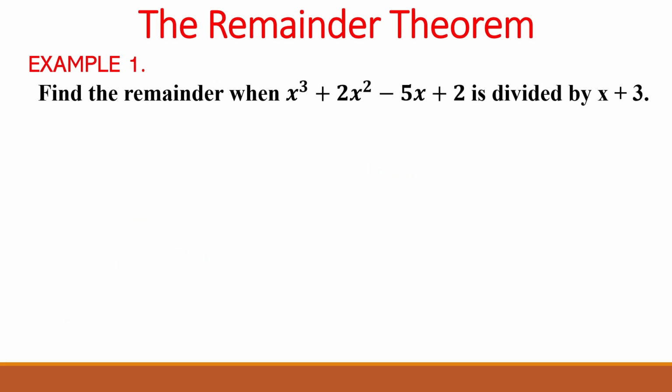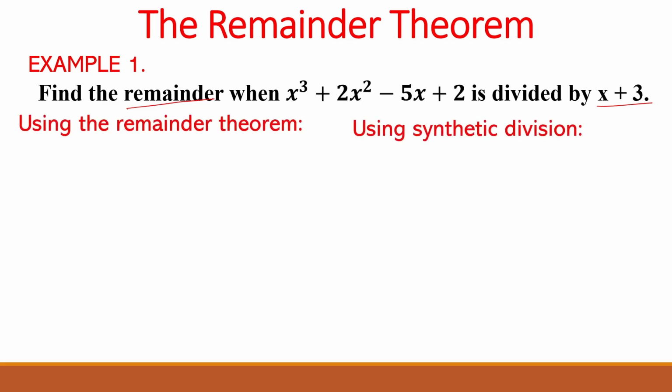So find the remainder. So you are going to find the remainder when x cubed plus 2x squared minus 5x plus 2 is divided by x plus 3. So to find the remainder of the given polynomial when you divide by the given binomial, there are two ways, using the remainder theorem or using the synthetic division. So let us use first the remainder theorem. Yung synthetic division kasi is in order for us to check if our remainder is correct. Okay? So let us use the remainder theorem.